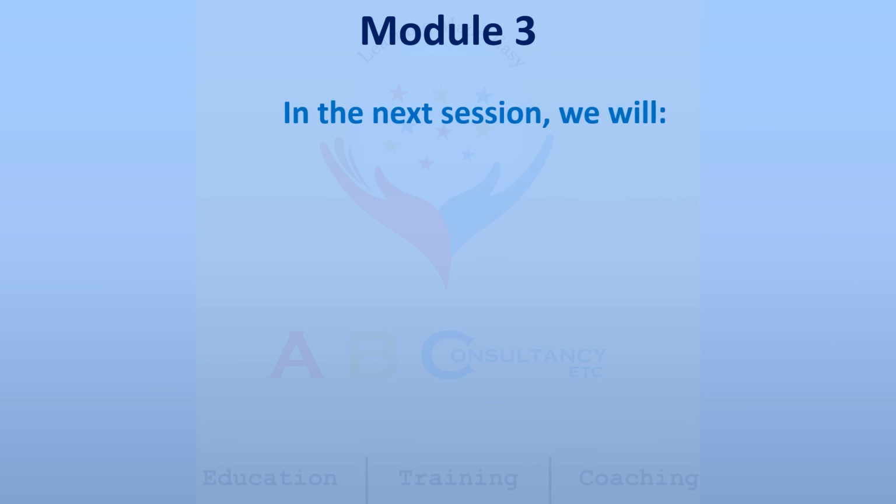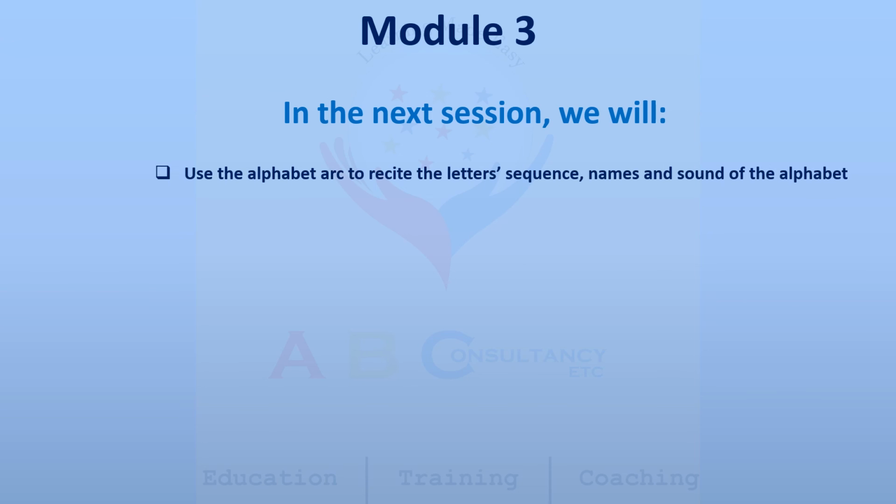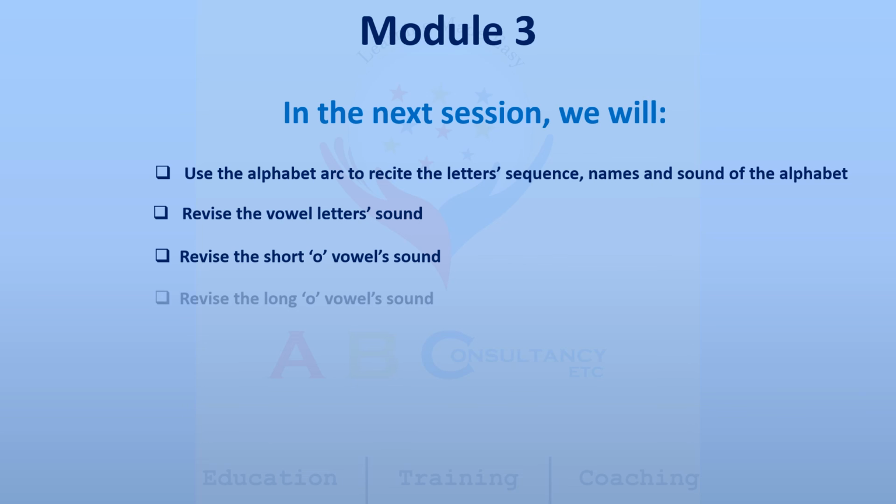In the next session, we will use the alphabet arc to recite the letters sequence, names, and the sound of the alphabet. Revise the vowel letter sounds. Revise the short vowels sounds. Revise the long vowels sounds. Learn to blend sounds to make CVC words.